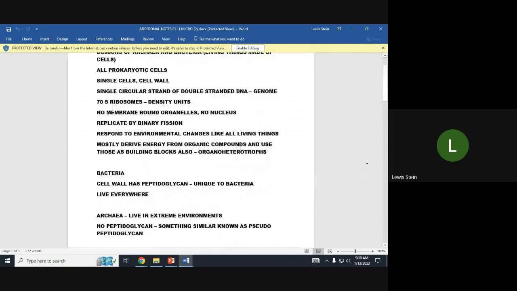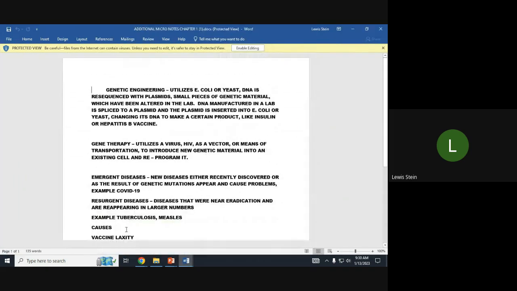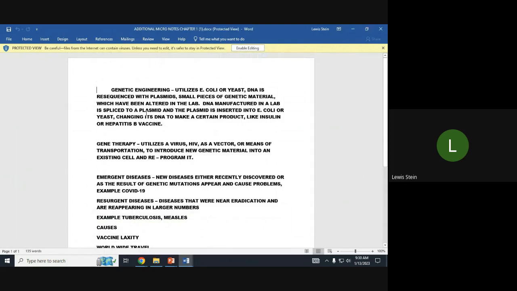So let me see if there's anything else that's there. No, oh, that's the domain thing. And we did the historical figure. Here's the additional note: genetic engineering.